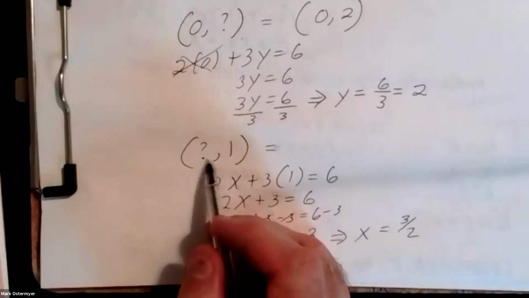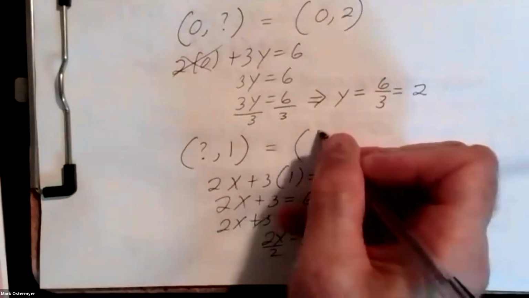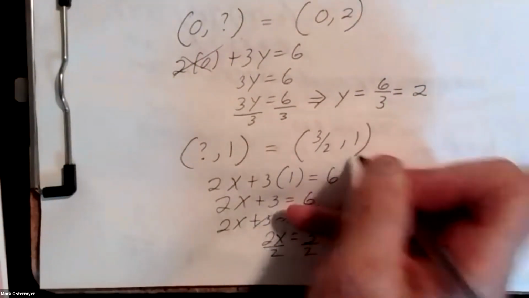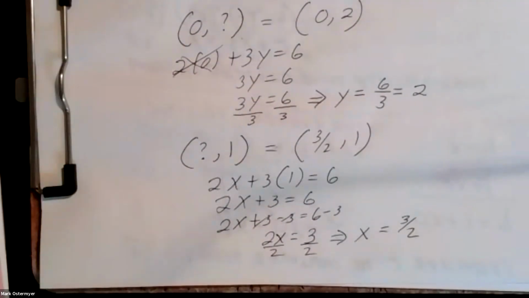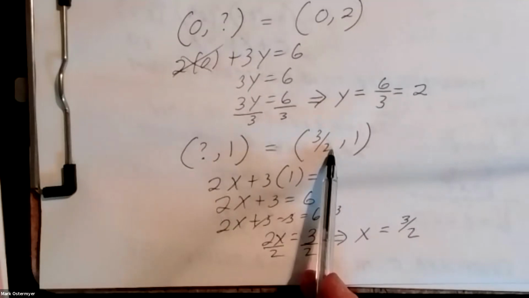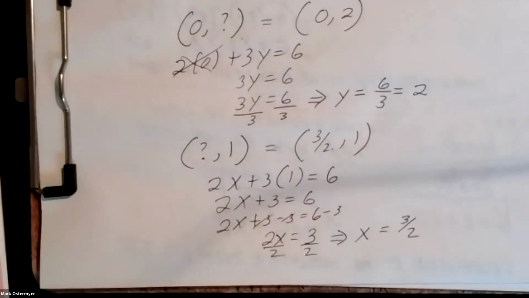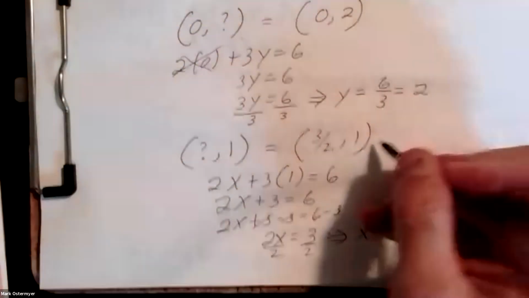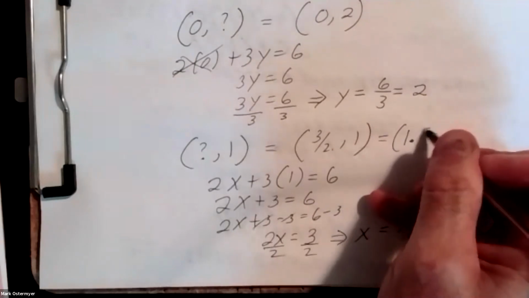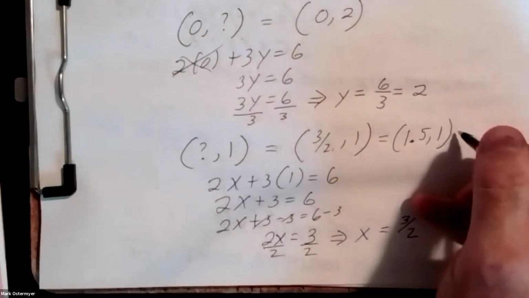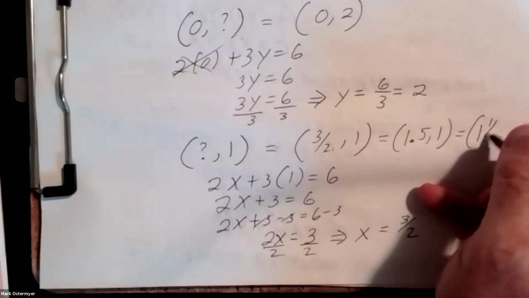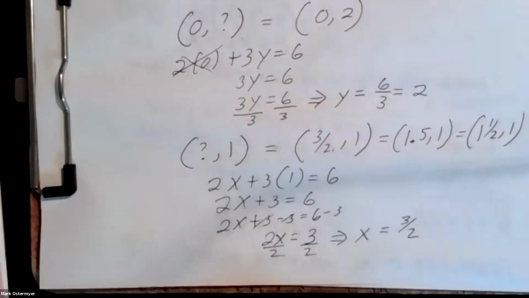So the missing x coordinate of this point, whose y coordinate is 1, must be 3 halves. That point has been completed. This ordered pair or point is a solution to our equation. Can you just make that 1.5? Yeah, you could do that if you wanted to. You could leave it as a mixed number, 1 and 1/2, or 1.5, all those would be equal to each other. Sure.